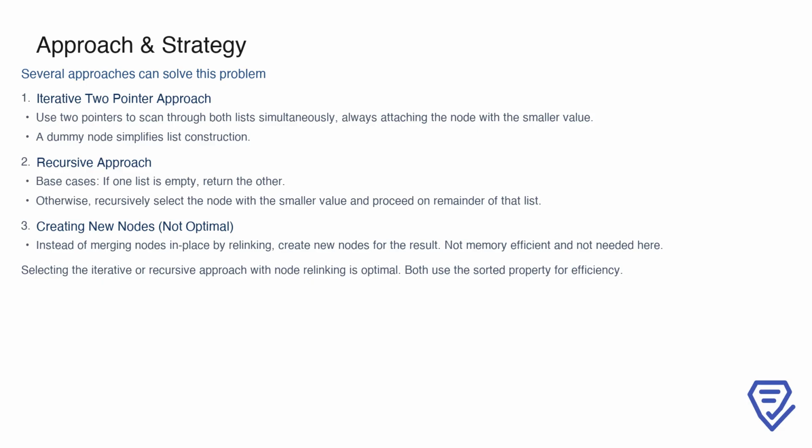In practice, both methods directly relink the existing nodes, avoiding unnecessary memory allocations. While it is possible to solve this by creating brand new nodes, that wastes memory and is not what the problem asks. Thanks to the lists already being sorted, each merge step is very efficient. Ultimately, either iterative or recursive merging is the recommended strategy.